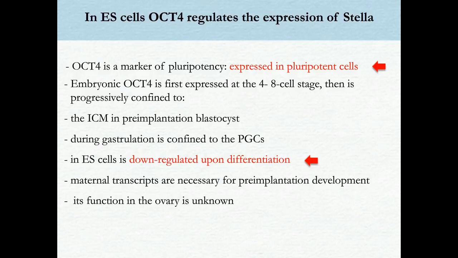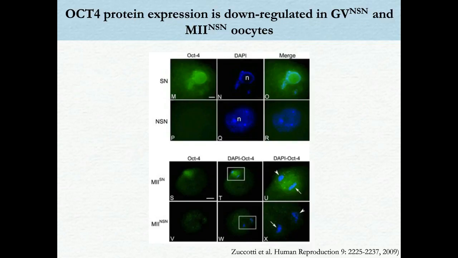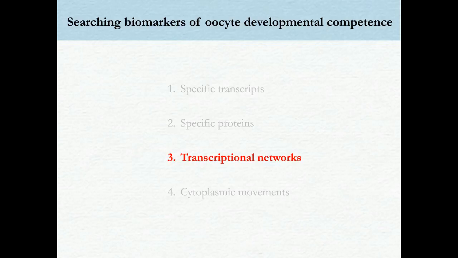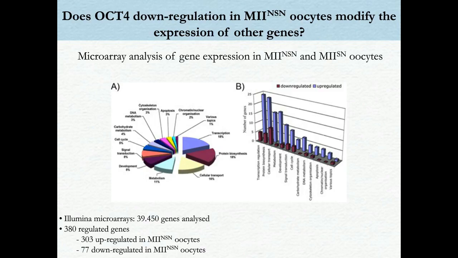As for Stella, also the OCT4 protein is present in SN antral oocytes and in their derived metaphase II, whereas it is downregulated in developmentally incompetent NSN oocytes and in their derived metaphase II. Being OCT4 a master factor that regulates many other genes, we looked for other candidates and wondered whether OCT4 downregulation in metaphase II derived from NSN oocytes modifies the expression of other OCT4 regulated genes.